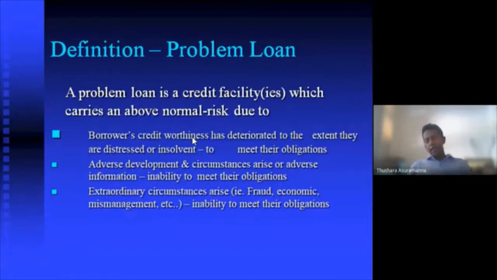We try to understand why this is happening. Why is the performing loan becoming non-performing, or a problem category, a problem loan? Because a problem loan is a facility which carries the above normal risk. Now, each loan, as we discussed earlier, will have a risk. But some loans carry above normal risk.